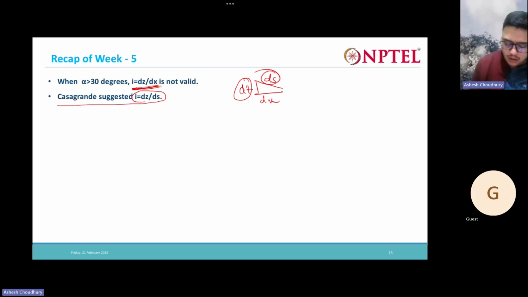Okay, so when alpha is greater than 30 degrees, I equal to dz by dx is not valid. So Casagrande suggested that I is equal to dz by ds at that time. So this is dz, this is dx, and this is ds. So dz by ds is suggested. I'm not repeating the derivation again. This derivation is also discussed in the class, in that case, how to calculate the flow. Okay. Now let us continue.